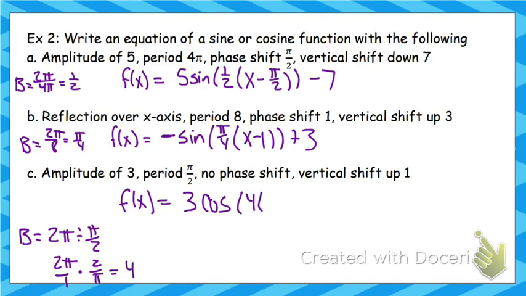There's no phase shift. So if you want to say x plus 0 or x minus 0, you can, but you don't need to. So I'm just going to write x. It's not wrong if you say x minus 0 or x plus 0. That's fine. It's still the same equation. And then the vertical shift is up 1, so plus 1.